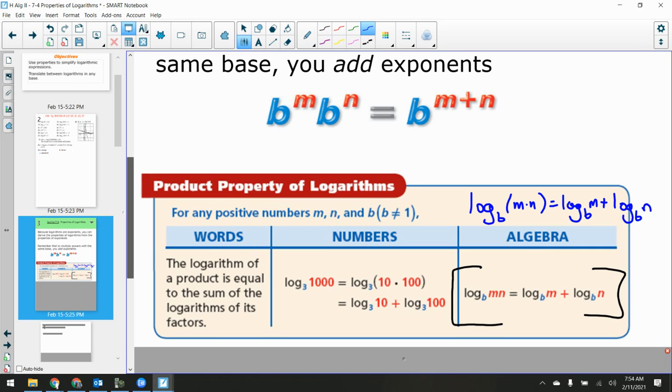And this is a biconditional statement. This works both forward and backward. I could say log base b of m plus log base b of n is equal to log base b of m times n. So however you need to manipulate it, however you need to work with it, you can make this go forward and backward.